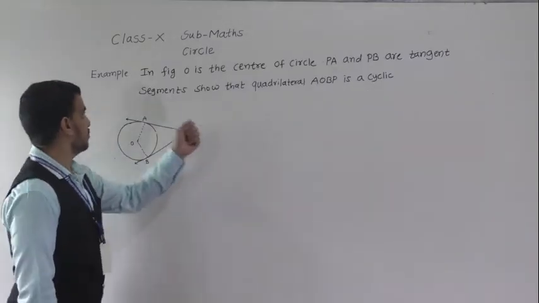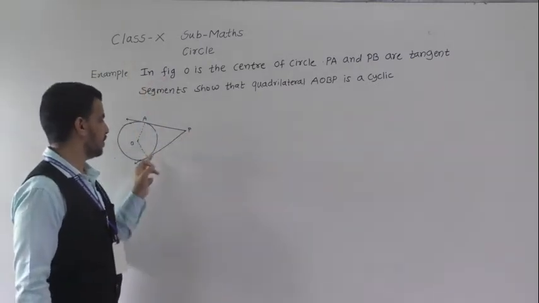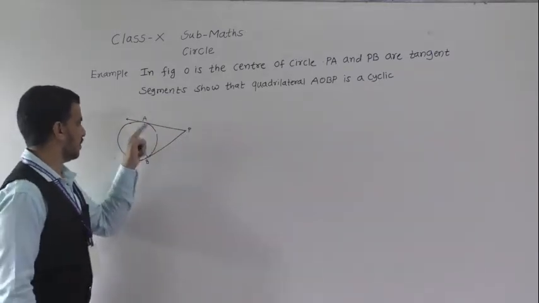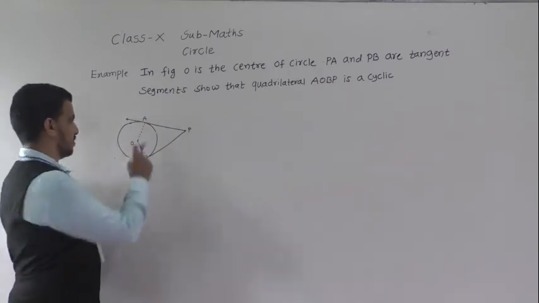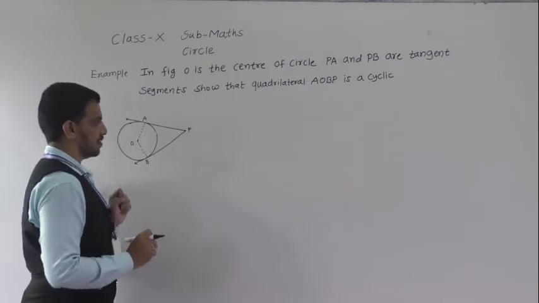Okay. Next example is in figure. O is the center of circle. PA and PB are tangent segments, means tangents. Show that AOBP is a cyclic quadrilateral. Okay, this is quadrilateral AOBP, and we have to show that this quadrilateral is a cyclic quadrilateral.